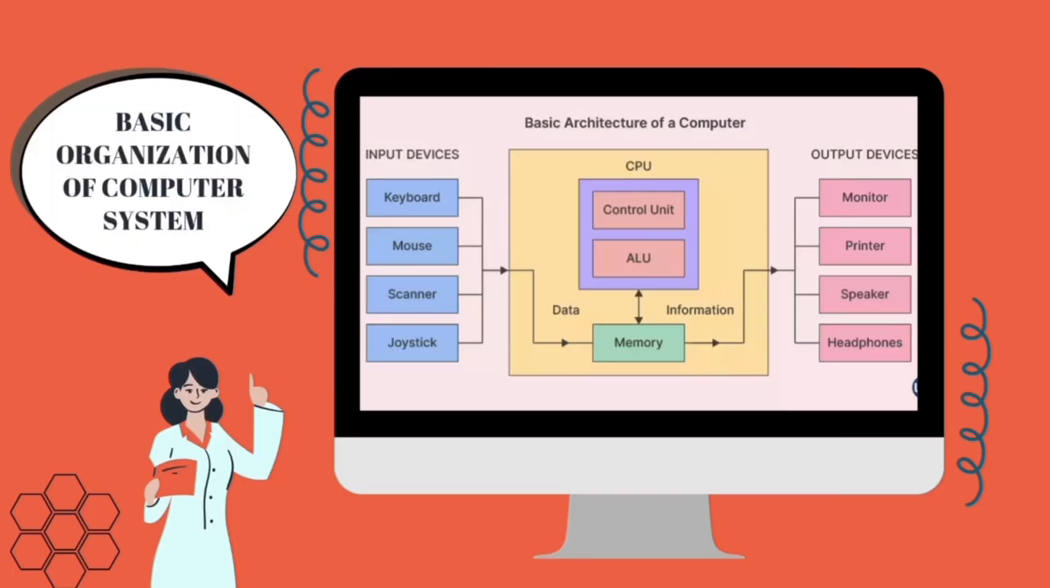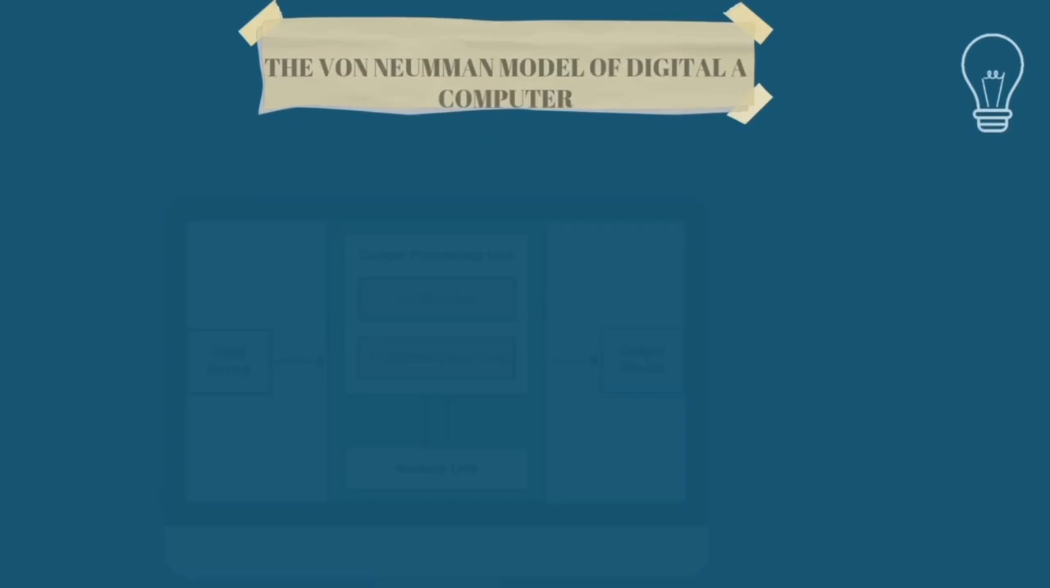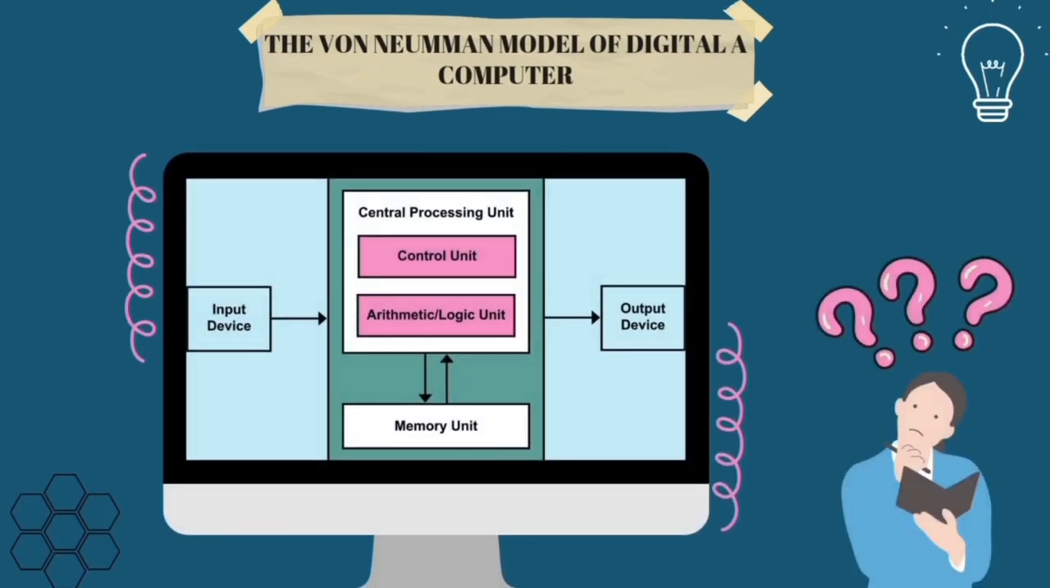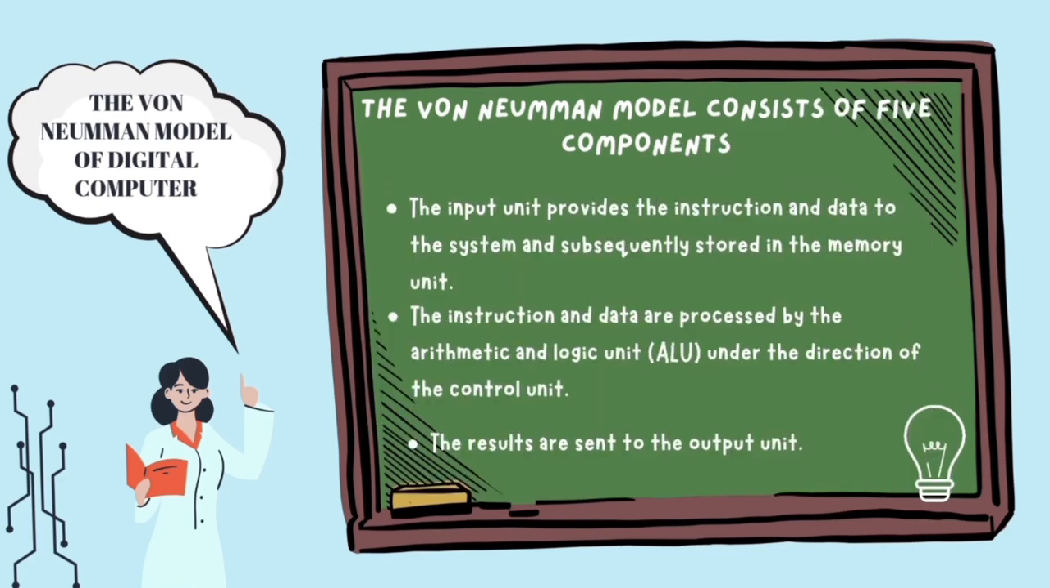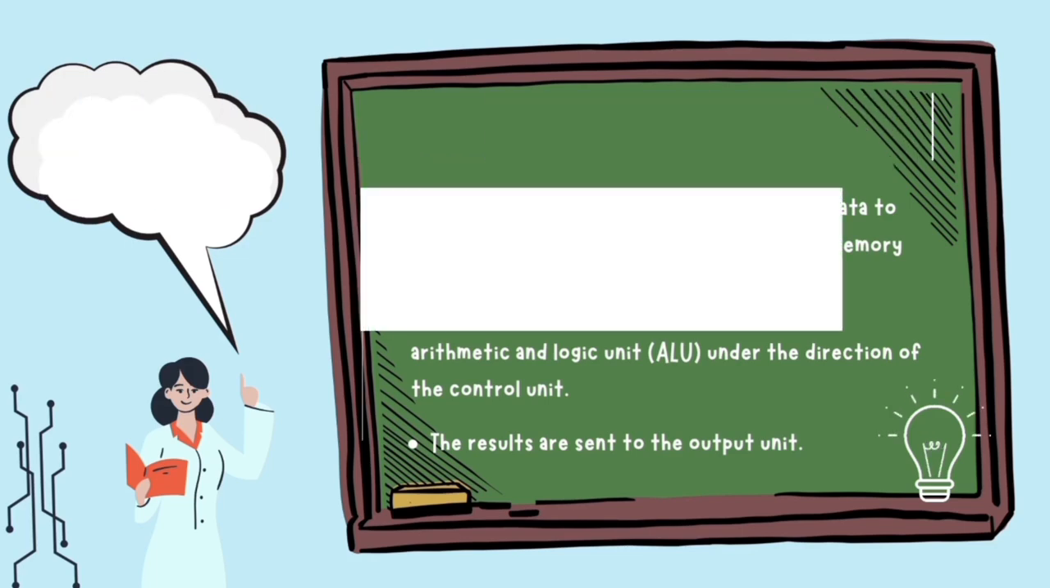This is the diagram that shows basic organization of computer system, which involves basic architecture of a computer. And this here shows the von Neumann model of digital computer. The von Neumann model consists of 5 components. The input unit provides the instruction and data to the system, and they are subsequently stored in the memory unit. The instruction and data are processed by the arithmetic and logic unit, ALU, under the direction of the control unit, and the results are sent to the output unit.